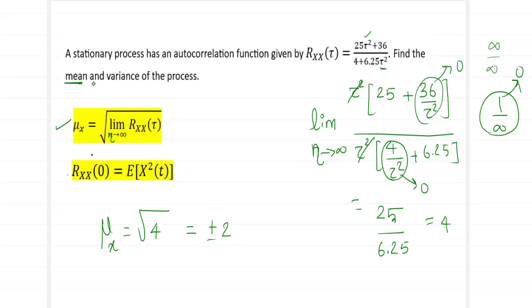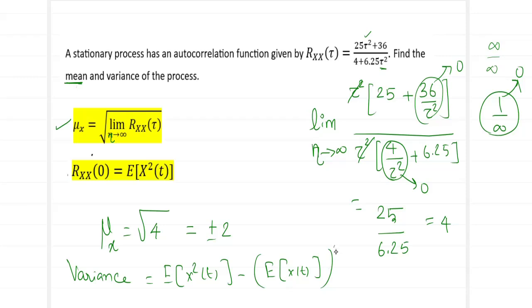So I have first estimated the mean of the process. What is the next thing I require? It is going to be the variance. How to get the variance of the data? It is E of x square of t minus E of x of t, the whole square. This E of x of t is nothing but our mu x. So we have the mu x already. What we need to compute is just this first part. So how to get this first part, E of x square of t? This E of x square of t is nothing but Rxx of 0.